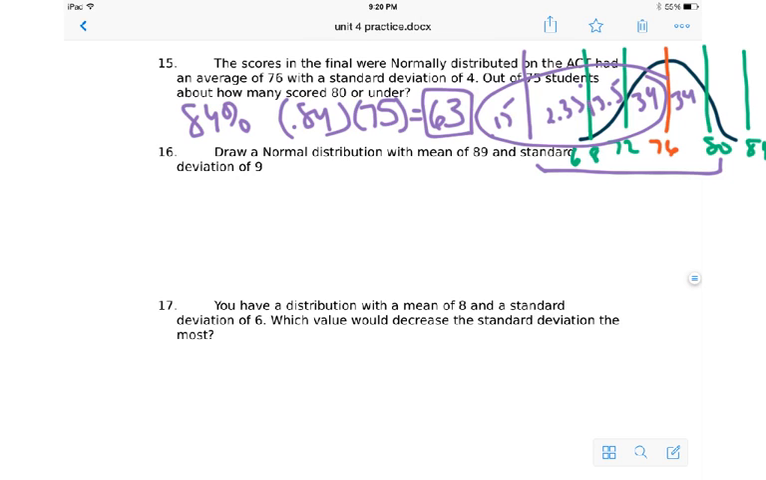Number 16. Draw a normal distribution with a mean of 89 and a standard deviation of 9. So this is just a draw the picture. Here's your mean, and the standard deviation is 9. When you draw this, the question is always, how many standard deviations should I go out? You should always go out at least 3.